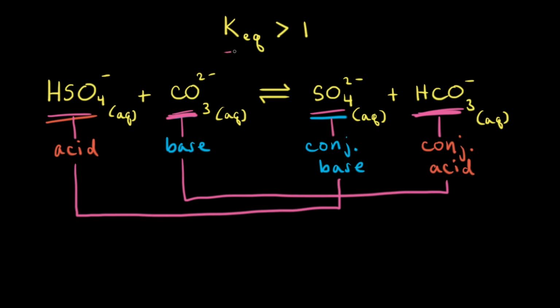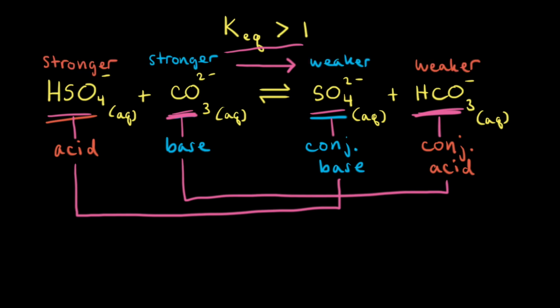The equilibrium constant for this reaction at 25 degrees Celsius is greater than 1. Therefore, the equilibrium favors the formation of the products. And because the equilibrium favors the formation of the weaker acid and the weaker base, we know that the weaker acid and the weaker base must be on the product side, and the stronger acid and the stronger base are on the reactant side. Therefore, the hydrogen sulfate anion is a stronger acid than the hydrogen carbonate anion, and the carbonate anion is a stronger base than the sulfate anion.